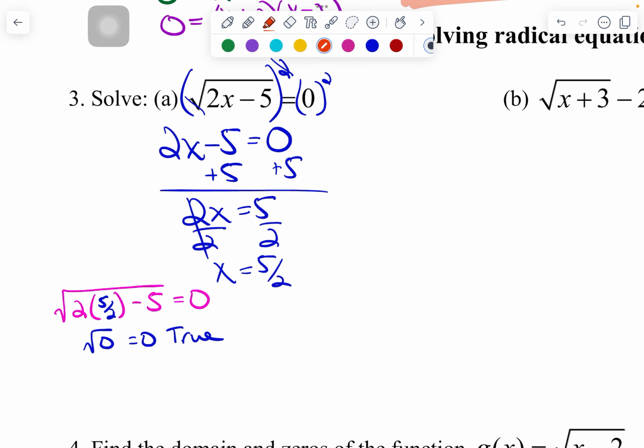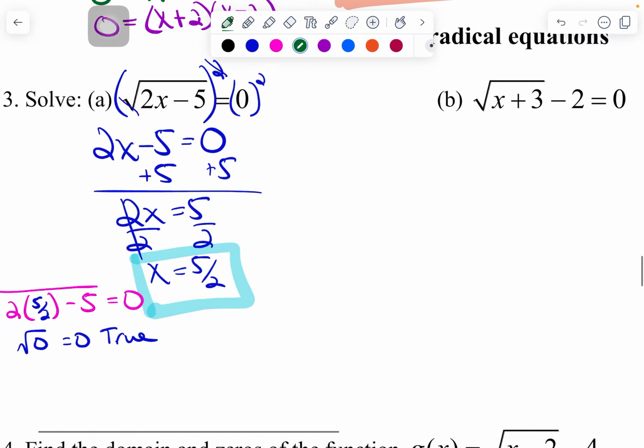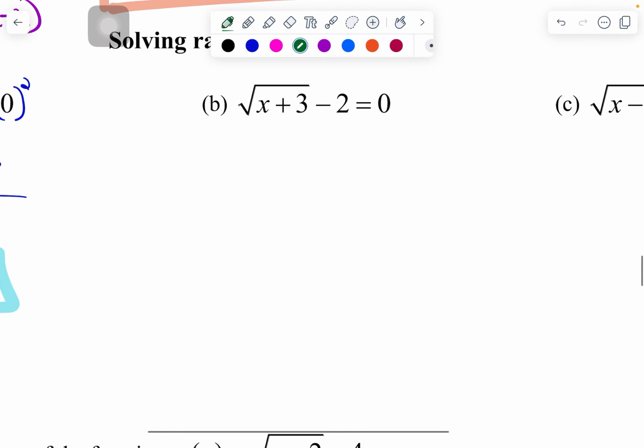And what that tells me is not that my answer is 0, it's just that I tested the answer of 5 halves, and that is a true statement. That is a good answer, okay? So I'm going to slide on over to part B, because now with part B, I have a radical. Here's my radical. The problem is the radical isn't by itself. We've got this random minus 2 hanging on that I want to get rid of.